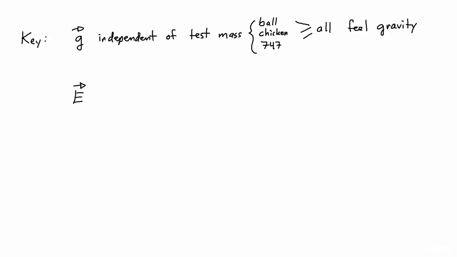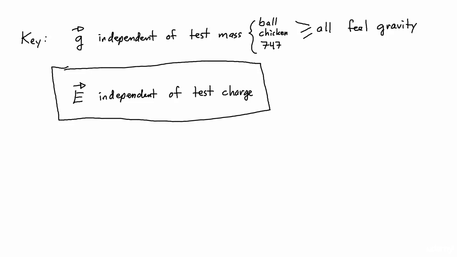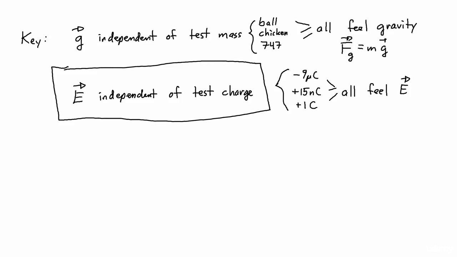Similarly, and this is another key thing that many students have trouble with, the electric field is independent of the test charge. If I set up an electric field with a certain value in newtons per coulomb, I can take lots of different charges. I could have a -9 microcoulomb charge, a positive 15 nanocoulomb charge, or a positive 1 coulomb charge. All of these feel the same electric field. For gravity, remember, the force of gravity was equal to the mass, the test mass, times the gravitational field. For the electric force, again, the electric force is equal to the charge, so that would be the -9, the 15, or the 1, times the electric field.